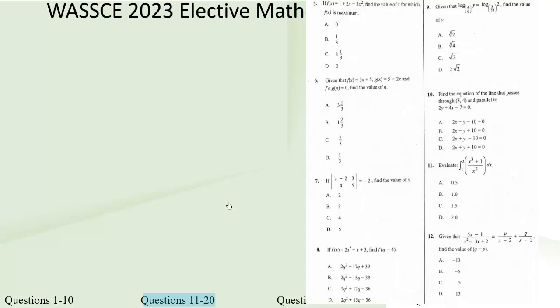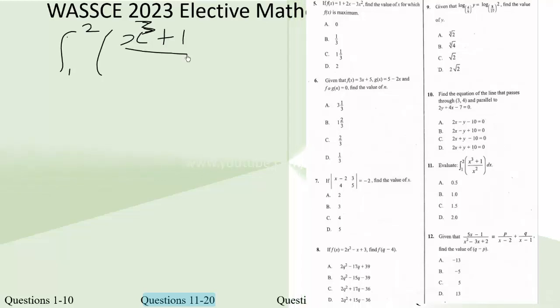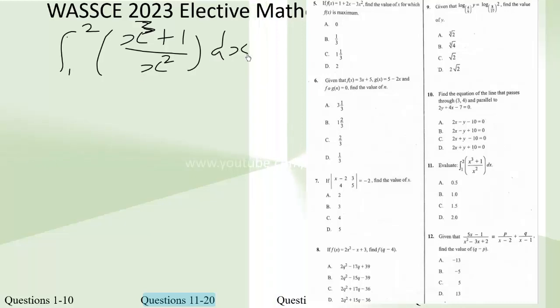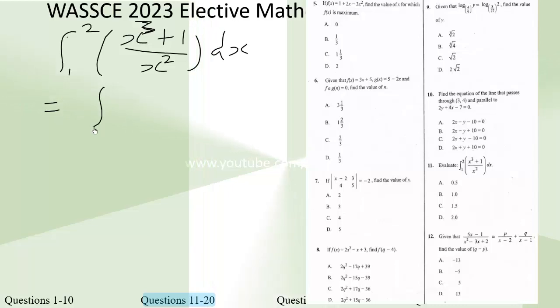So let's have a look at question number 11. It says that we need to find the integral from 1 to 2 of x cubed plus 1 over x squared. So what you're going to do is to first of all split the denominator, or share the denominator for the numerators. So we have the integral from 1 to 2 of x cubed over x squared plus 1 over x squared.